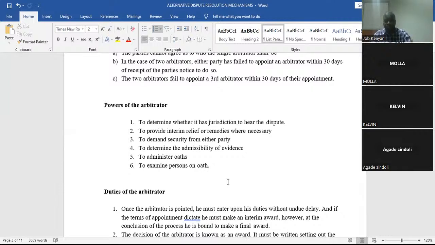To determine the admissibility of evidence, to administer oath for all persons who come, for example, to give evidence. He has to administer the oath so that they give truthful information. And to examine persons on oath, that is, to examine the persons who give evidence before the tribunal.